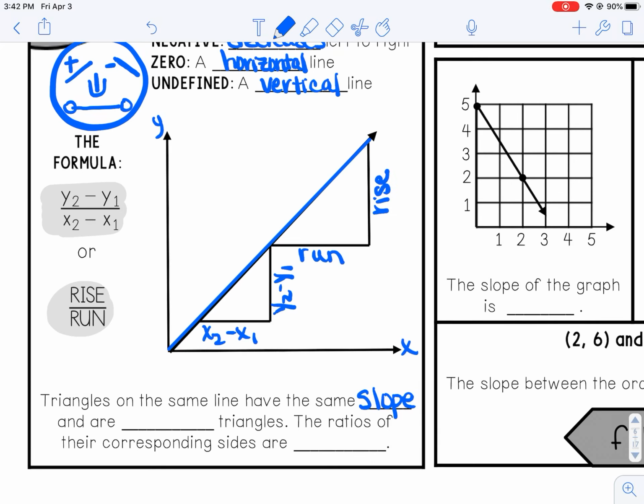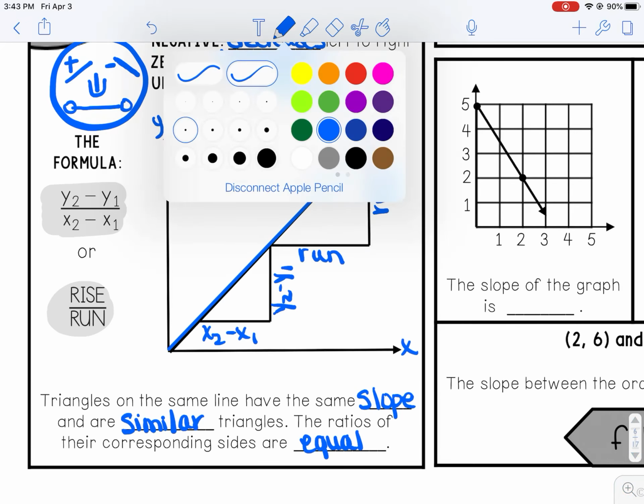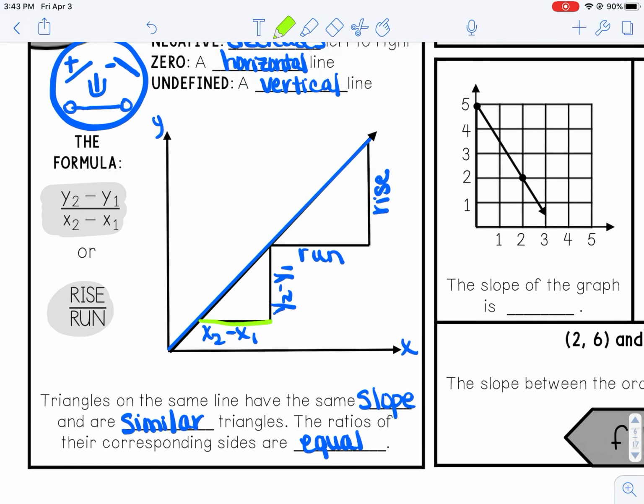Okay. So again, triangles that are on the same line have the same slope, and they are called similar triangles. Remember, similar means same shape, but not the same size. The ratio of their corresponding sides are equal. So if I were to set up this fraction right here, y2 minus y1 over x2 minus x1, it's going to be equal to setting up this fraction over here.